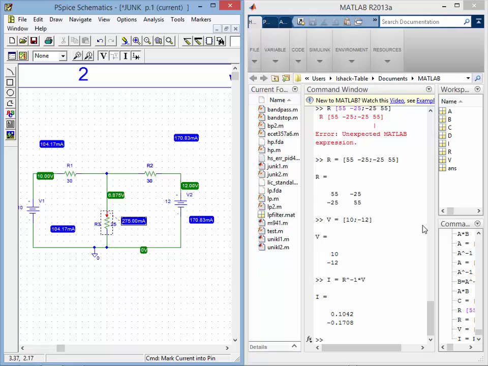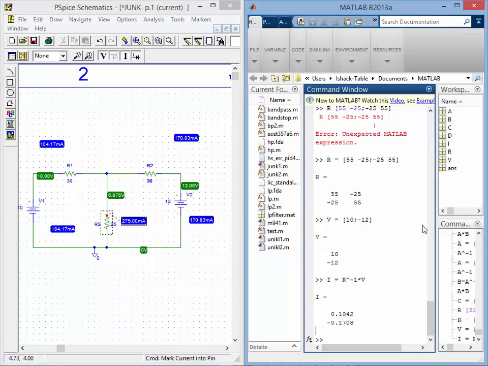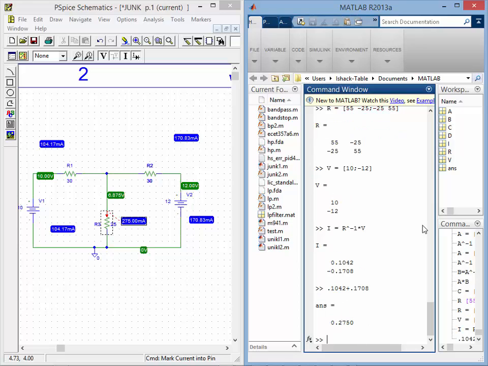So as we look at this current here, this is 275 milliamps. That is the sum of these two. If I was to add 0.1042 plus 0.1708, that's right, 275 milliamps up there. So our simulation matches exactly what we would get.